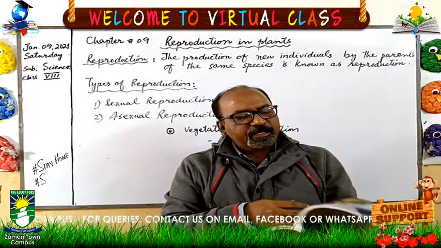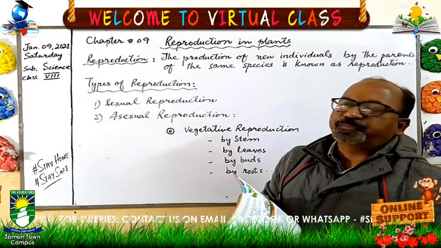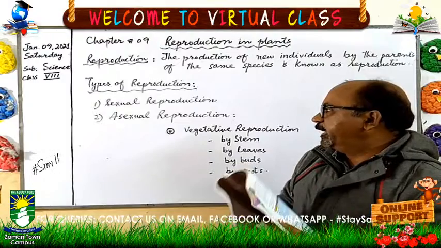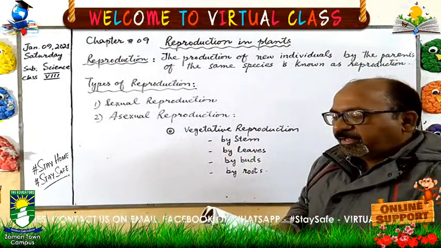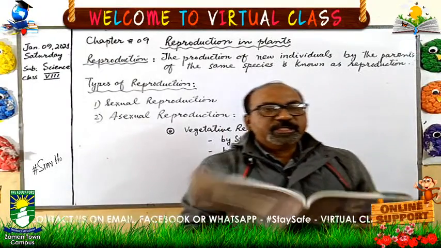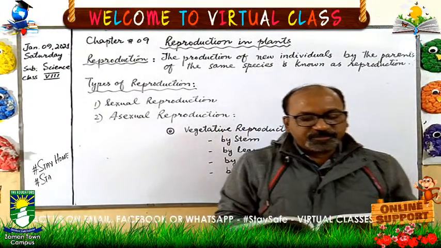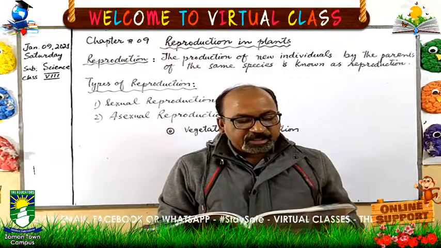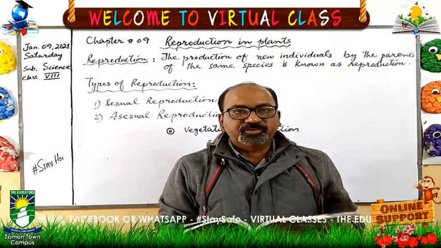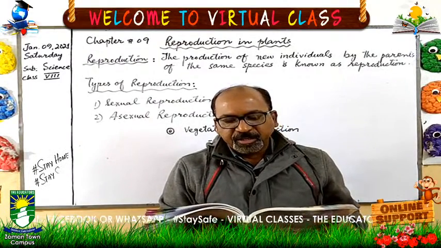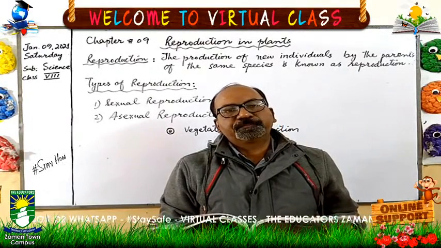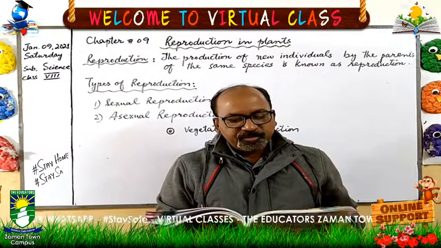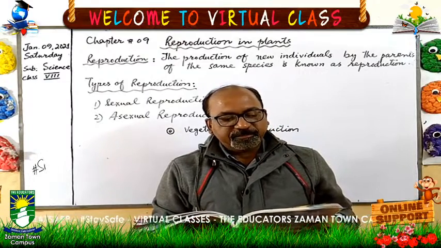And there are different methods of asexual reproduction. One of them is vegetative reproduction. So the question is, what is vegetative reproduction? Vegetative reproduction is the production of new individuals or new plants from body parts like leaves, stem and roots. So this is called vegetative reproduction.